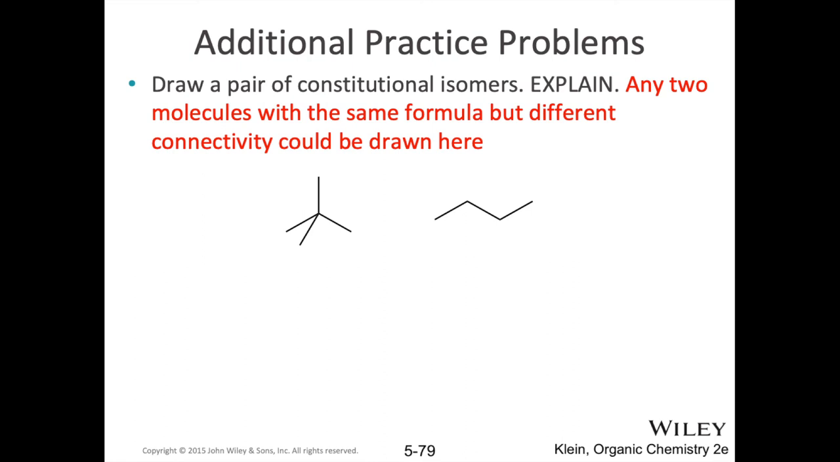They would both be C5H12, but clearly their names are different because the atoms are connected differently. Instead of having 5 carbons connected in a row, here we have 3 in a row, and then the remaining 2 branch off the middle carbon.